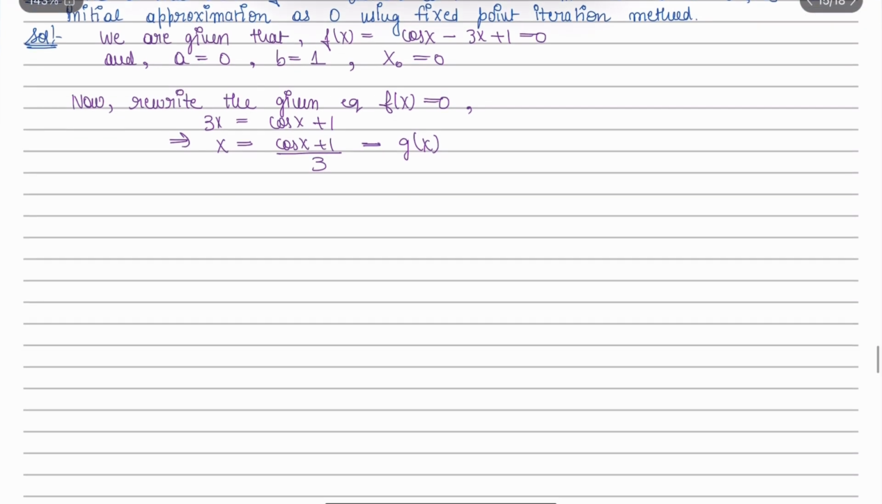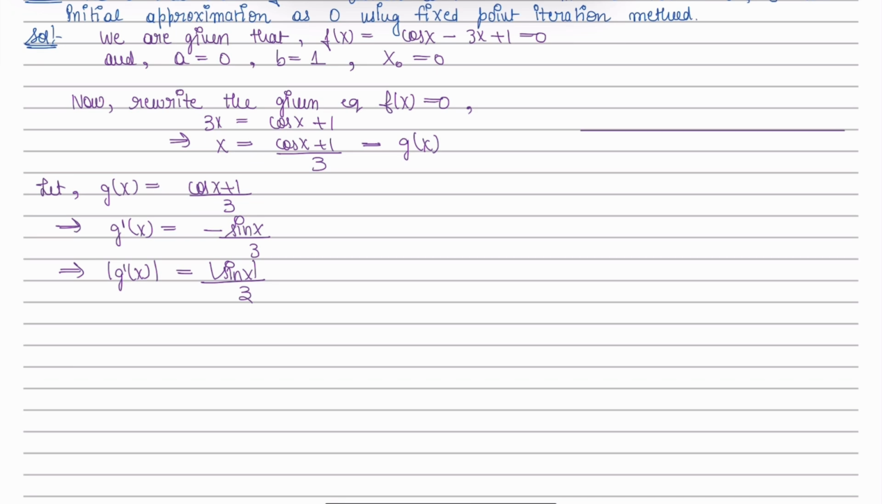For that we will let g of x as cos x plus 1 by 3. Finding the derivative with respect to x, it becomes minus of sin x by 3. Taking mod both sides, the behavior of sin of x in the given interval.